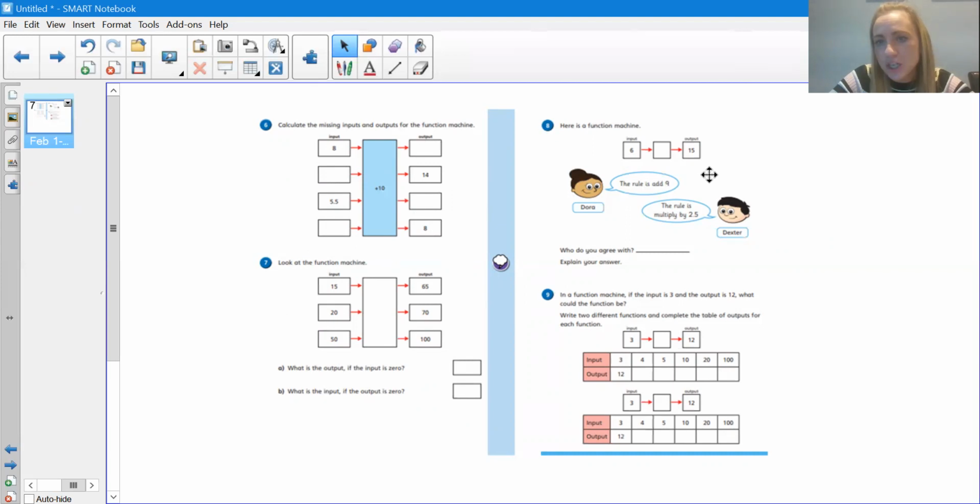Here is a function machine. You can have a look at that, and then you need to decide who you agree with and explain your answer. So is Dora correct? Is the rule add 9? Or is Dexter correct? And then here, you need to look at the input and output of these numbers, decide on the rule, and then complete the chart. Okay?